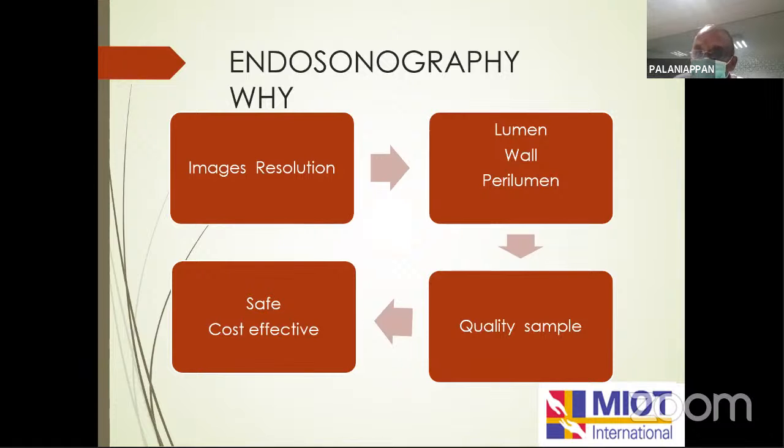We not only screen that, we get a very good tissue sample in a very safe, effective manner. It is done as an outpatient procedure in 80% of cases. The risks are very low: infection, bleeding, and perforation are to the tune of less than 3%.